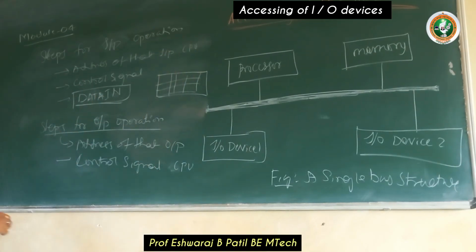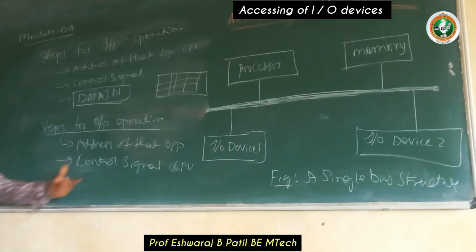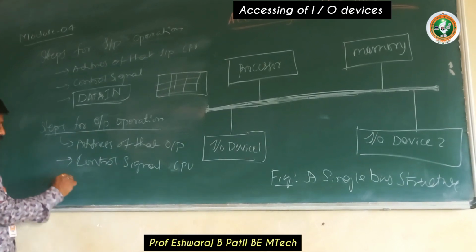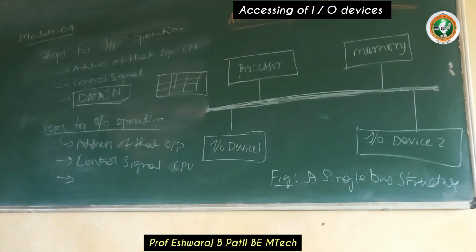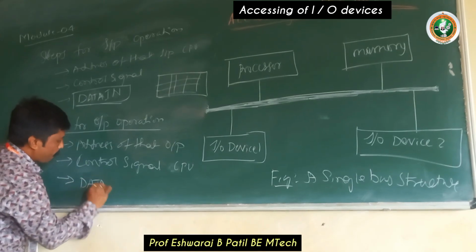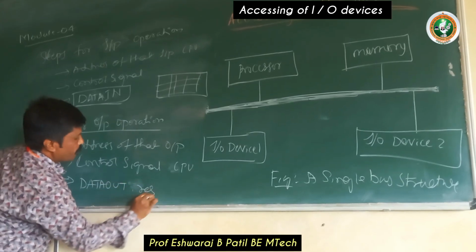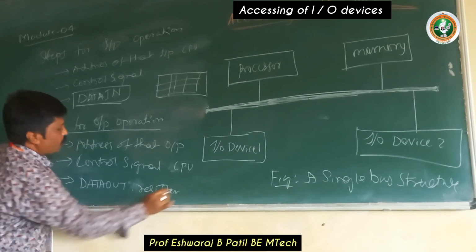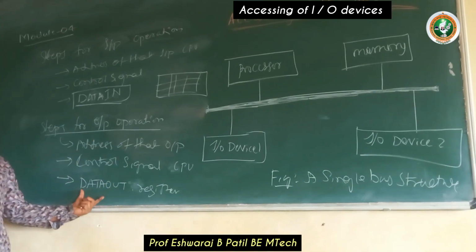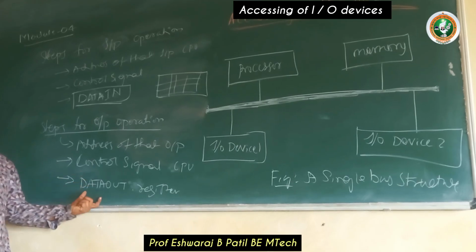Next, after receiving the control signal from the CPU, it has to communicate to the output device through one register that we call the data out register. This is also a virtual register, present in the output devices. It is not visible to any programmer.